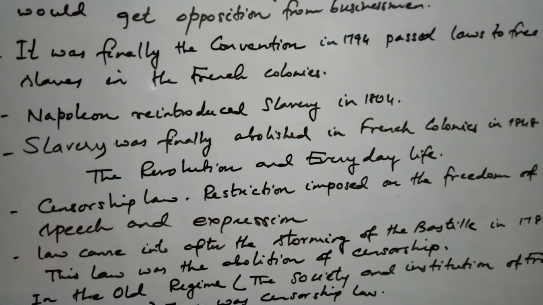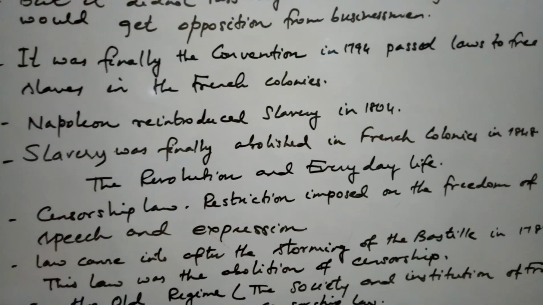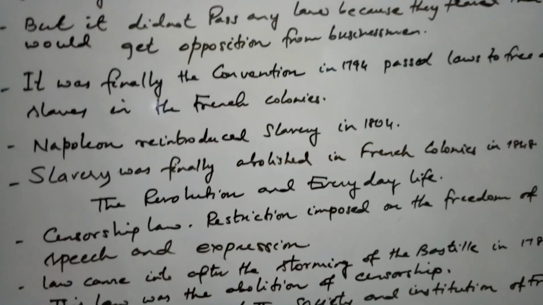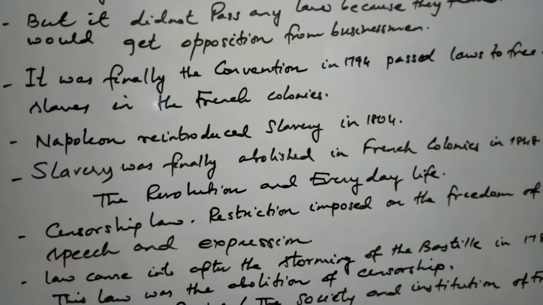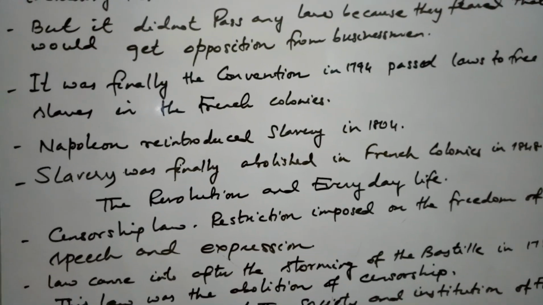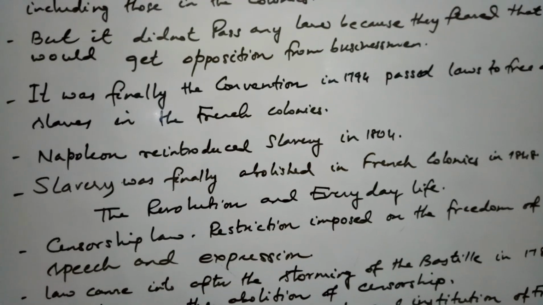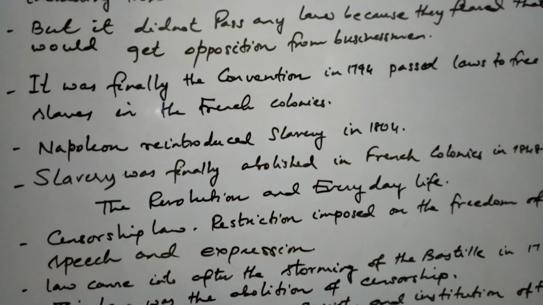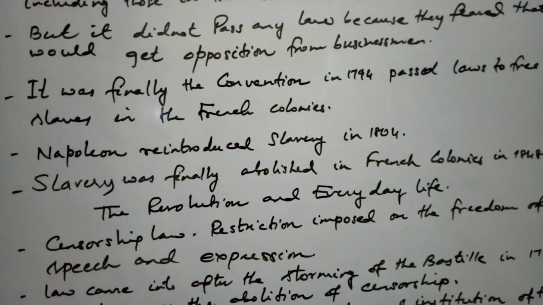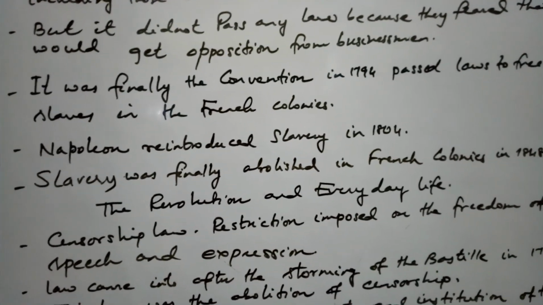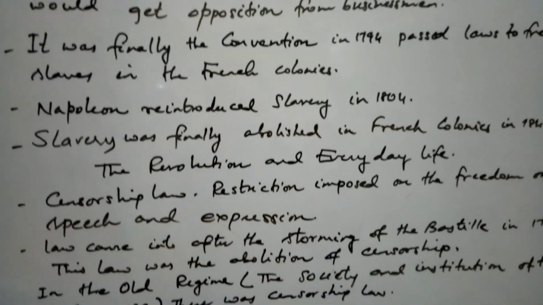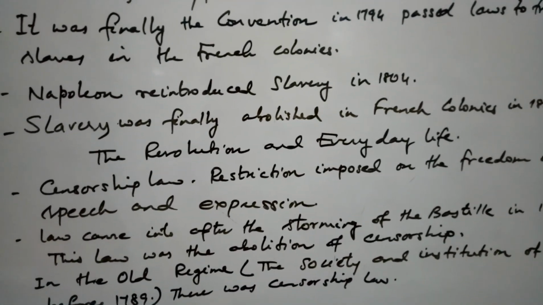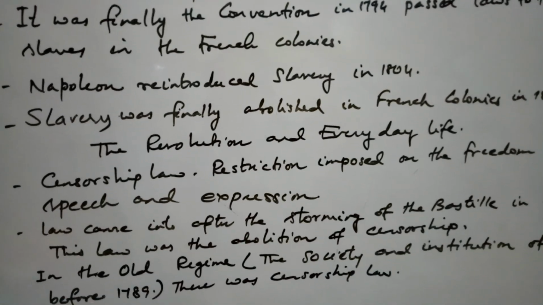But after the removal of these censorship laws, newspapers, pamphlets, books and printed materials started coming to the market. The people started discussing and debating the events and changes that had taken place in France. Freedom of press means that people could express themselves freely, and people started expressing themselves freely because the censorship law was removed after the storming of the Bastille.